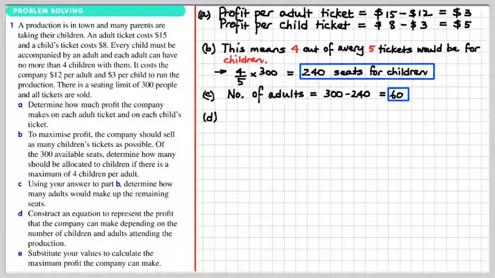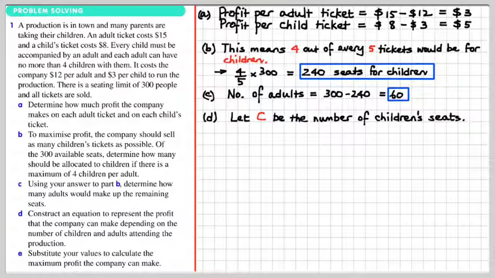D. Construct an equation to represent the profit that the company can make depending on the number of children and adults. Oh, that's easy peasy. Let C be the number of children's seats.